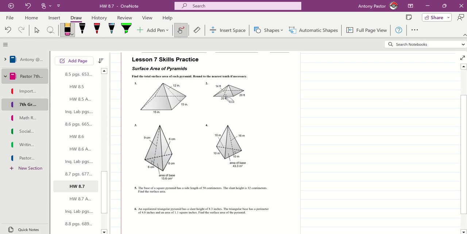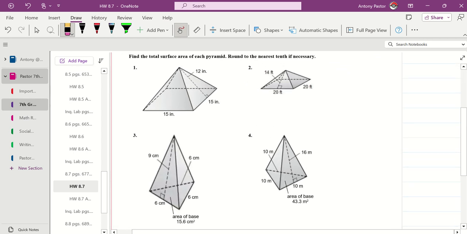Any other questions on how to find surface area before I stop the recording? No, sir. I have a question about 4 6. So homework, not the lesson specifically. Okay, so I'm going to stop the recording.